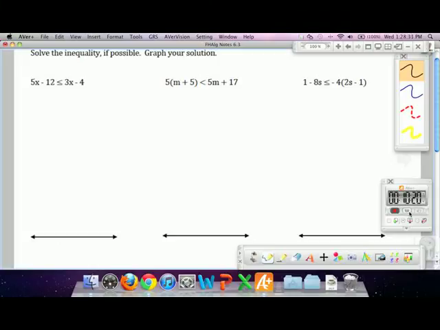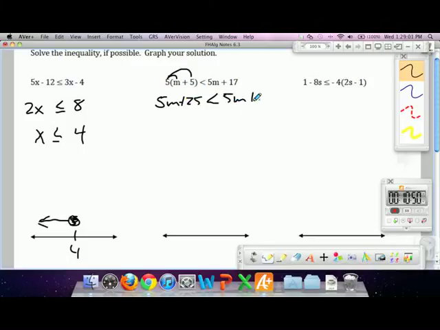So hopefully you got 2x less than or equal to 4, or here we go. Okay, pretty standard answer. The second two, hopefully you're noticing, are kind of different. If we distribute out, you get 5m plus 25 is less than 5m plus 17.